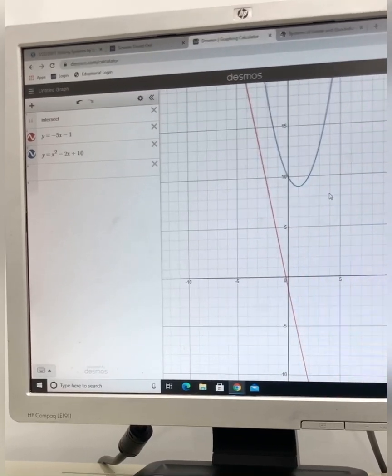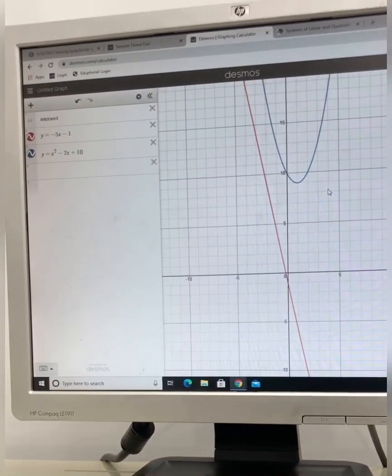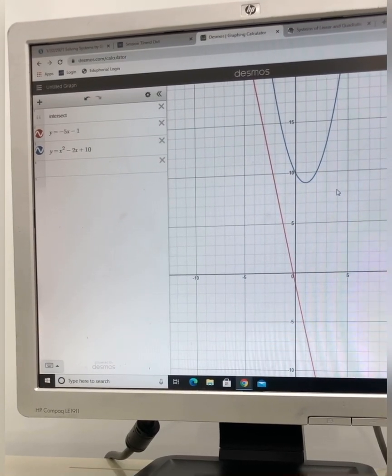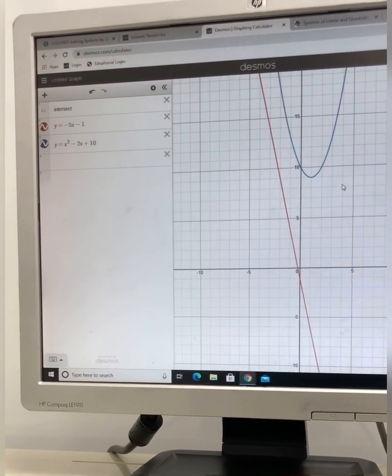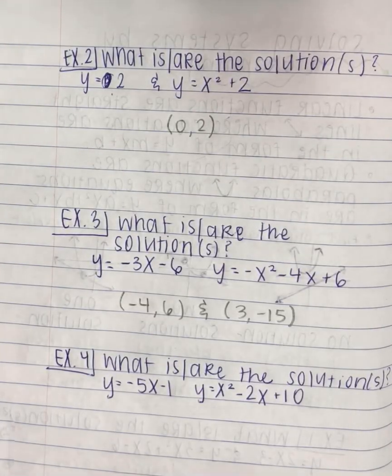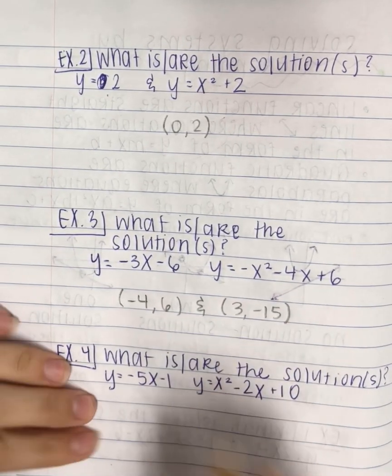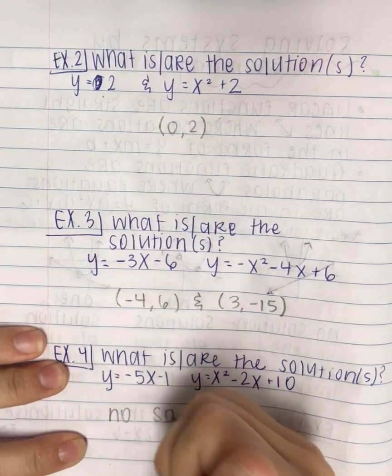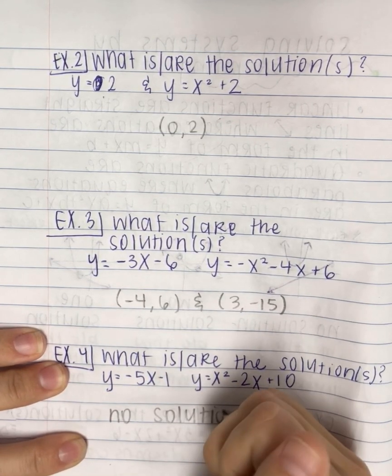So our solution is no solution. There is not a place where these two graphs will ever touch each other or intersect. All right, so based on when we graphed these two, we could see that they would never intersect, which means our answer was no solution.